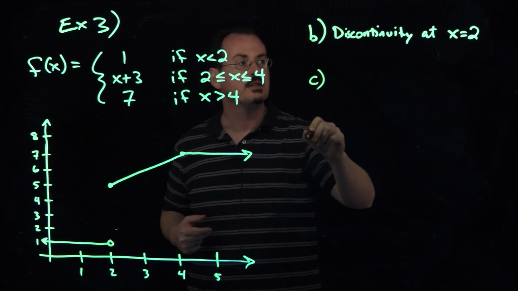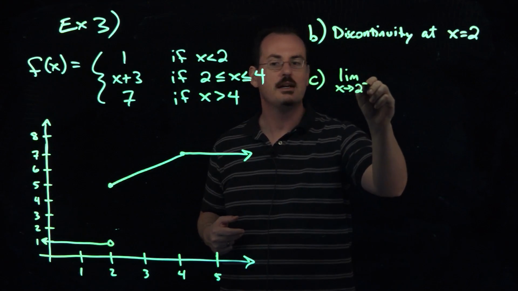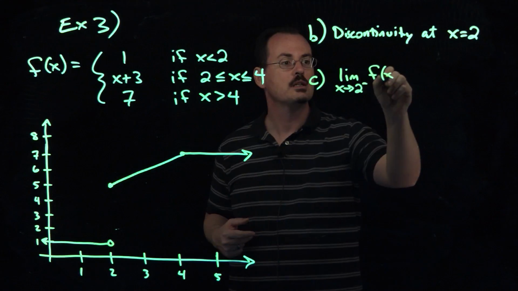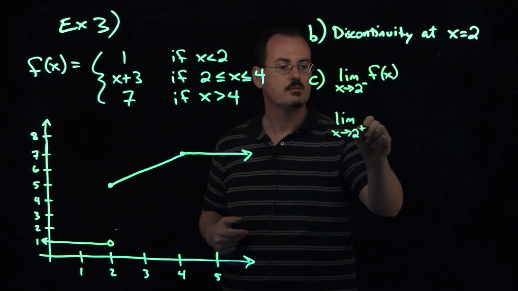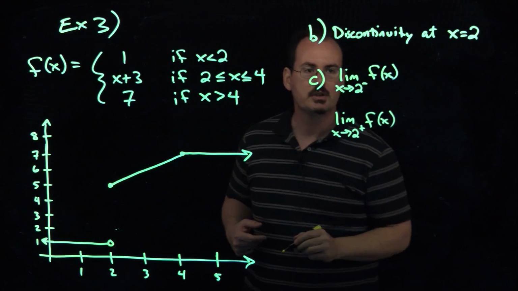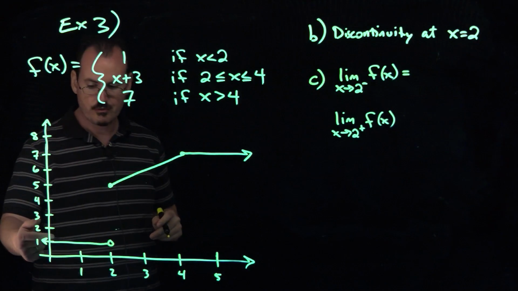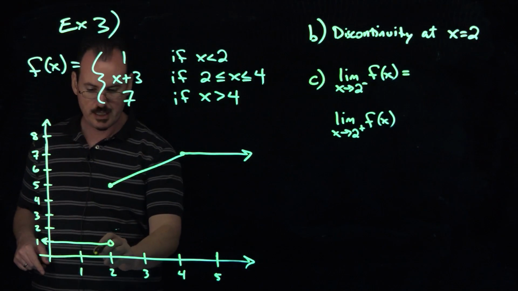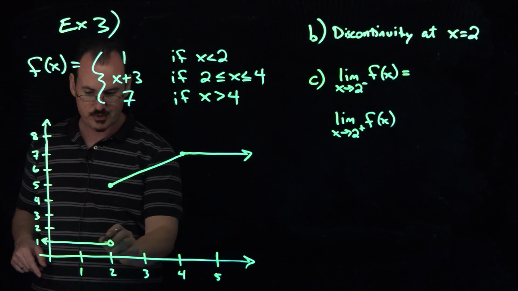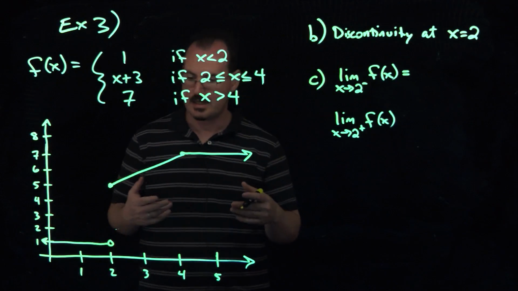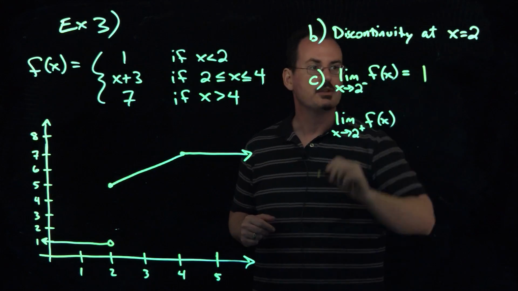So what we need to do now is find two things. We want to find the limit as x approaches 2 from the left for this function, and we want to find the limit as x approaches 2 from the right for this function. We can do that by looking at the graph. As I approach 2 from the left, notice that if I pick any of these values like 1, 1.5, 1.9, the output is always 1. So it seems that as I approach 2, the output approaches 1, even though it's just always 1. So the limit there is 1.